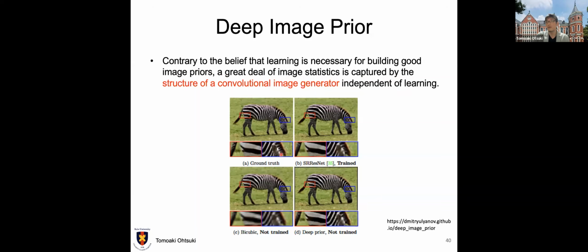It may be hard to see, but this is the ground truth, and this is the trained one. With training data, of course, it achieves good performance. But this one is a non-training one, and still you can see very good performance. According to the paper, this comes from the structure of the convolutional image generator. That's very interesting. This is already very popular in this field, but in the communication field, not so much.